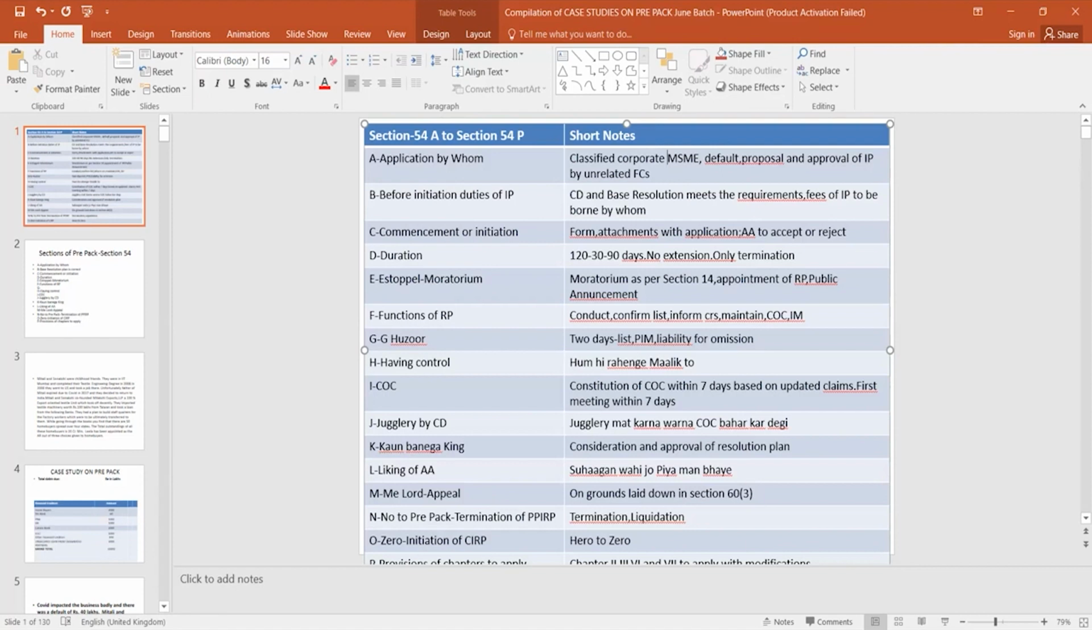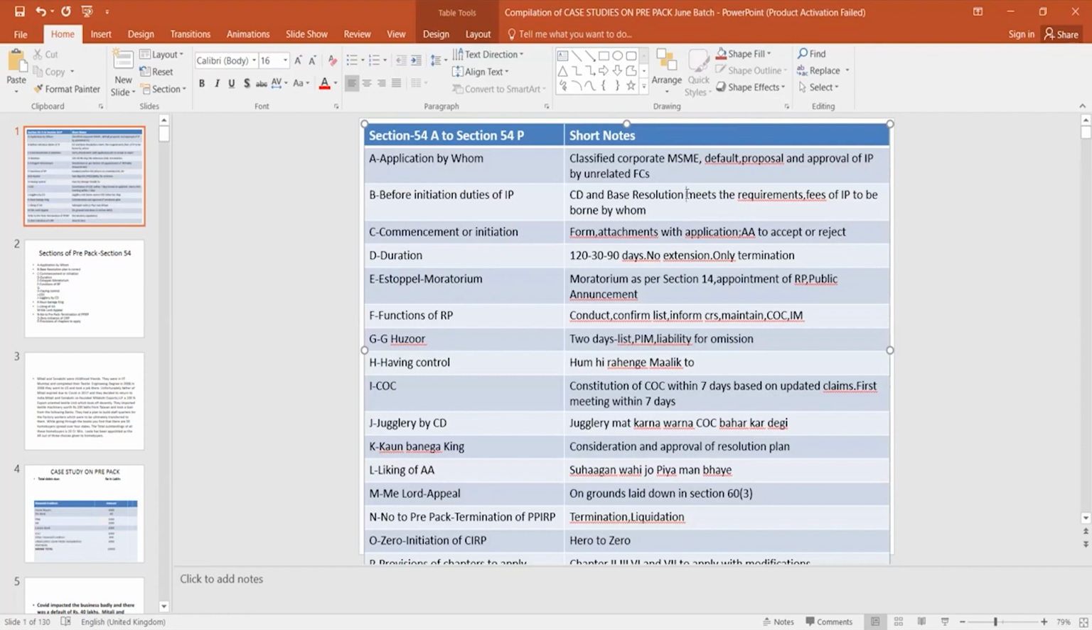You will see that the CD is a classified corporate MSME. All the provisions are satisfied. And then the base resolution plan meets the requirements. And then the fees of the IP are to be borne by whom? So these are some of the provisions which are contained in 54B.